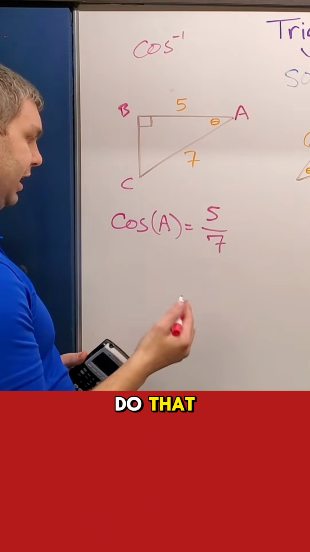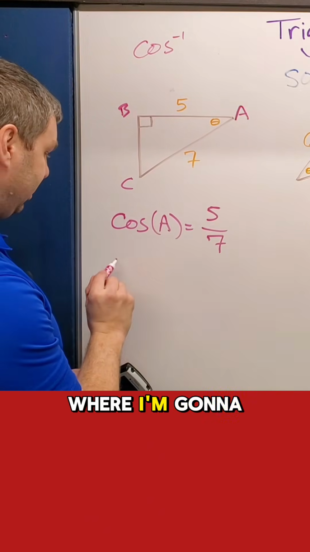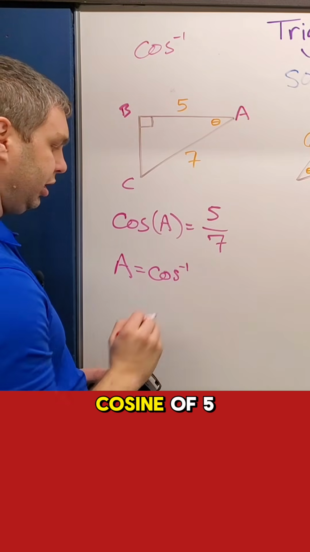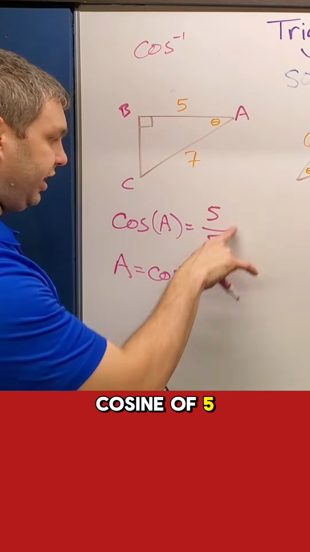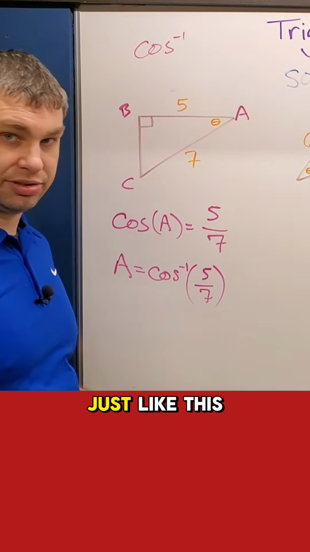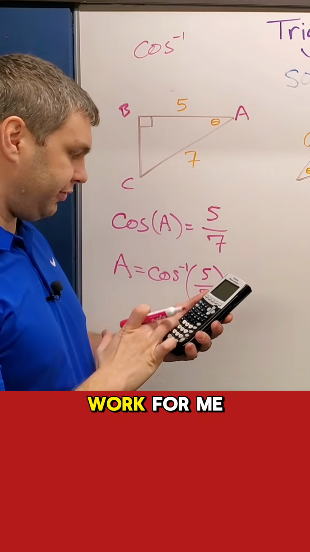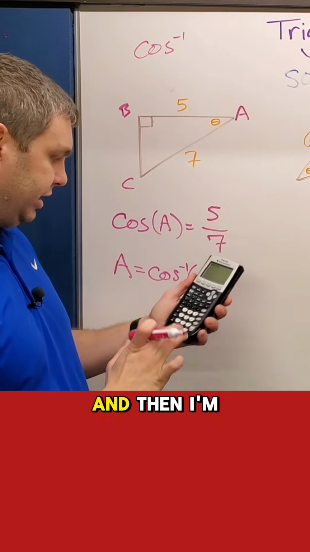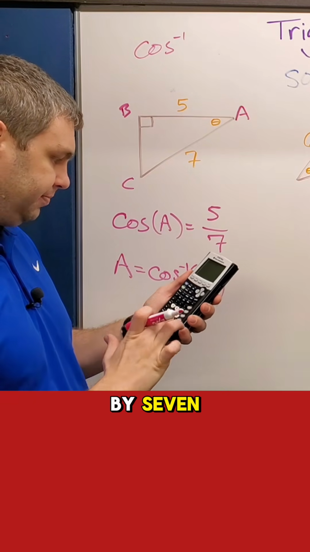So to do that, we're going to set this equation up where I'm going to say that A is actually going to equal the inverse cosine of 5 over 7. All right, of 5 over 7, just like this. And if I let the calculator do that work for me, I'm going to say shift, or I guess second, and then cosine, and then I'm going to type in just 5 divided by 7.